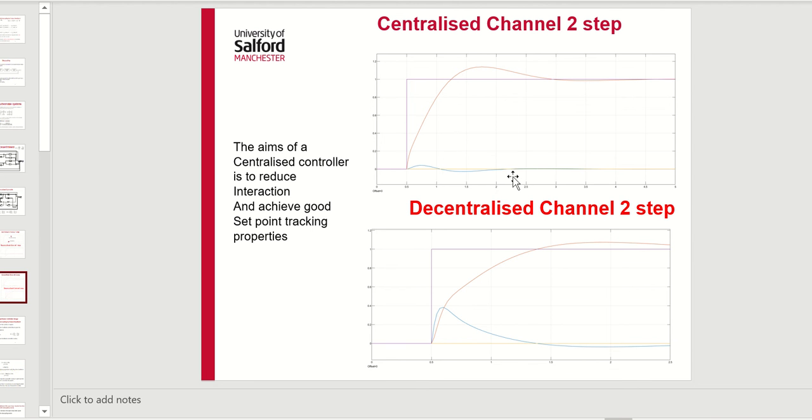Similarly, if we swap the channels around the other way, they never behave in exactly the same way in both channels. Again, this is the interaction from the decentralized controller, and with the centralized controller we're hoping to reduce these interactions. That gives us a better quality controller, where we can do set point changes without too much interaction occurring.